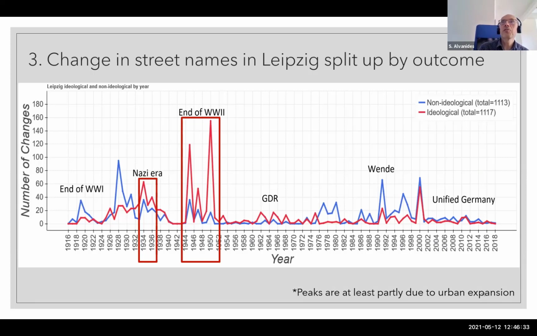So we split the street name changes into non-ideological outcomes and ideological outcomes, and they're roughly 50-50, okay? But what happens here is that the Nazi era, we can see, is introducing ideological change, as well as the end of the Second World War, while later on, during the GDR years, of course, we have some ideological change happening, but later on, with the unification of Germany, we see a move towards de-ideologizing the linguistic landscape, so removing ideology. And then with the unified Germany, we have a period around 2000 where the changes are 50-50.